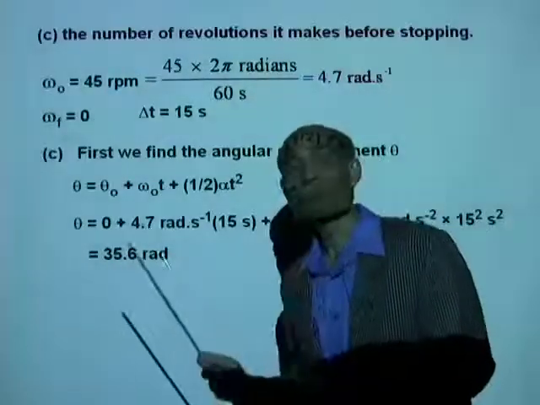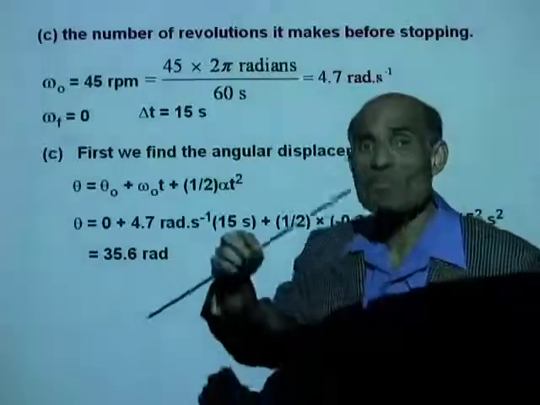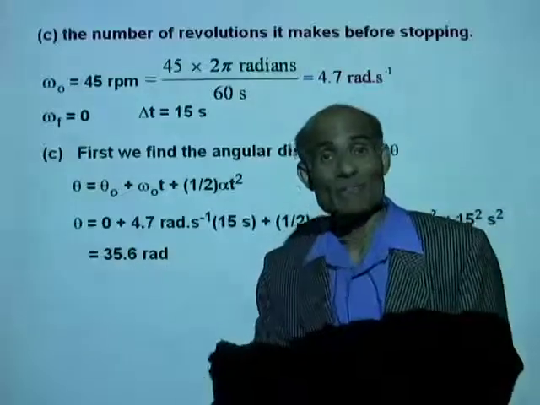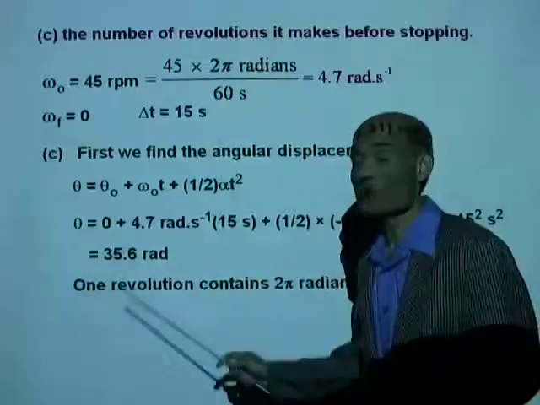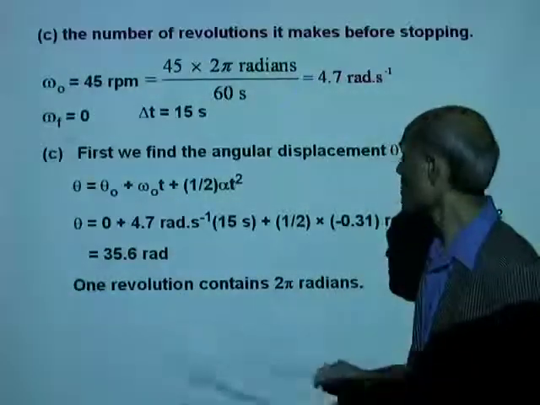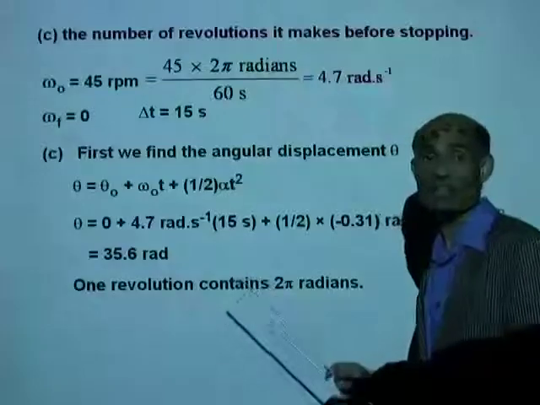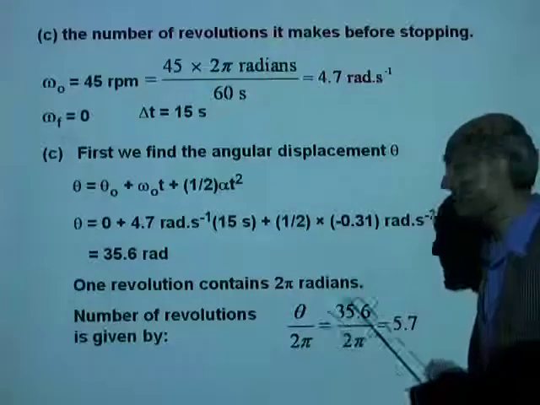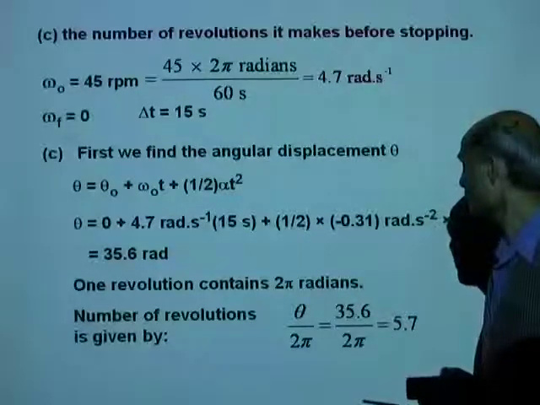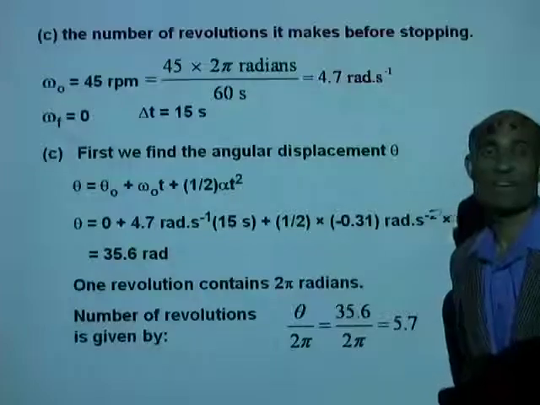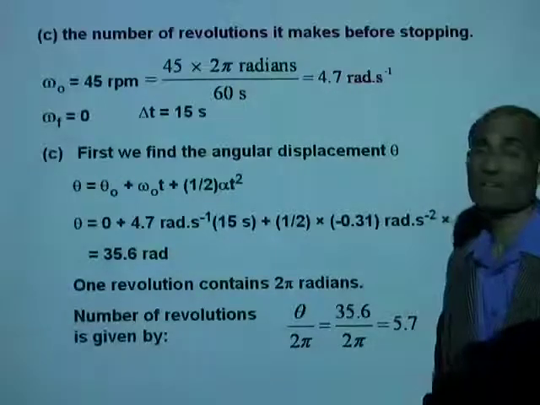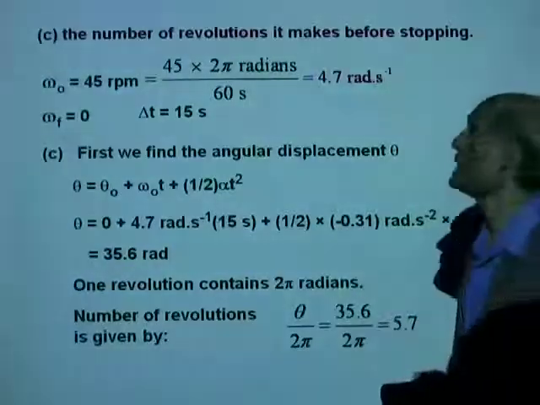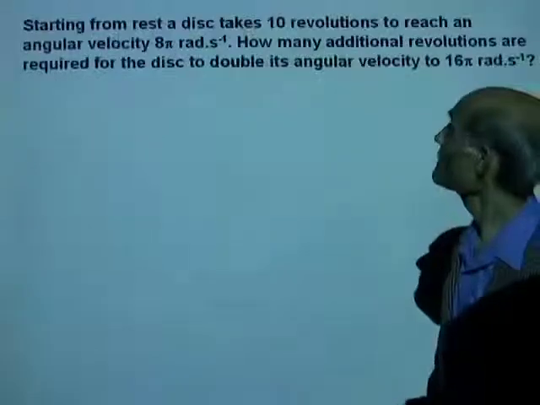Now, these 35.6 radians correspond to how many revolutions? Each revolution is 2 pi radians. Therefore, the number of revolutions in coming to a stop will be this divided by 2 pi. So number of revolutions is theta divided by 2 pi. That is 35.6 divided by 2 pi, and that is 5.7. The disk did 5.7 revolutions in coming to a stop. Another one.